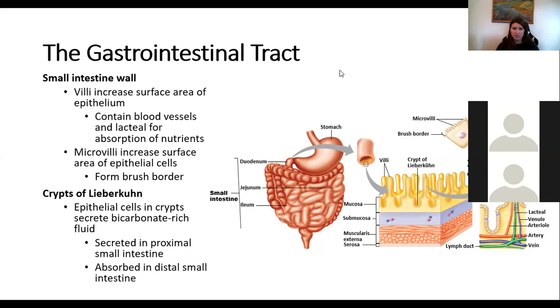Between our villi, we have something called crypts of Lieberkühn. So here we see these pits. The purpose of these pits is basically to secrete a bunch of bicarbonate-rich fluid. So we're still trying to neutralize that acidity that's coming out of the stomach. So we're going to have a bunch of bicarbonate coming into the crypts of Lieberkühn. This is then going to get absorbed later in the small intestine. So we're secreting it here, and then we're going to take it back later.